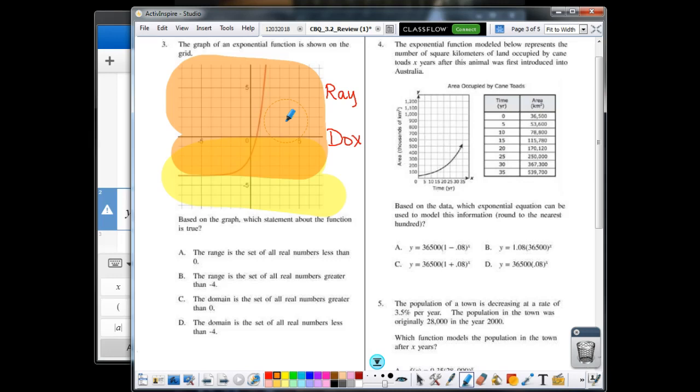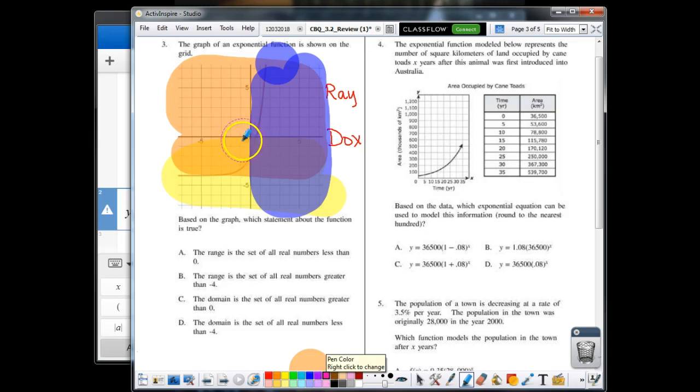Then it says the domain is the set of all real numbers greater than 0. So domain is X. So that would be this that they're talking about. Greater than 0? Greater than 0, X. And then the domain is the set of all real numbers less than -4. That would be 1, 2, 3, 4. So all over here.